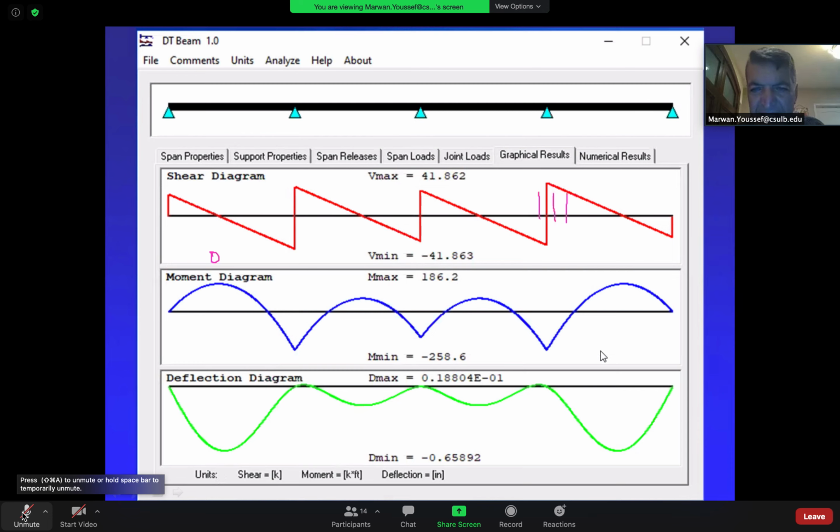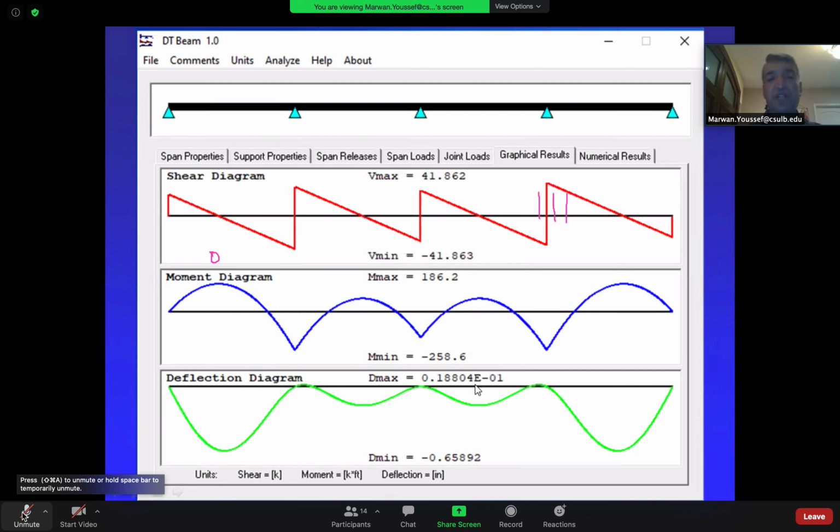And what about the negative moment? Where are you going to get this value? Anybody? Where are you going to get the negative moment here? Same thing, from the numerical results. Okay, so you're going to get it from the numerical results, but you're going to look at the support, not at the span length. It's going to be at the end of span 2 and beginning of span 3. That's where you're going to find that negative value.